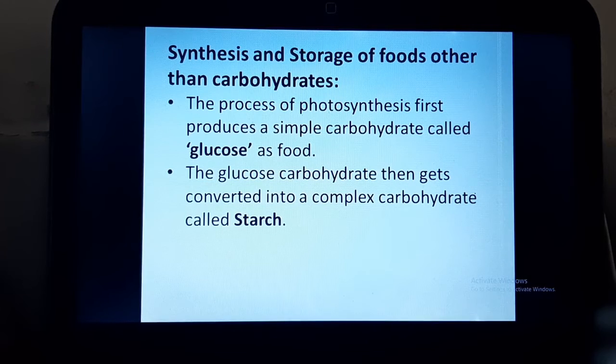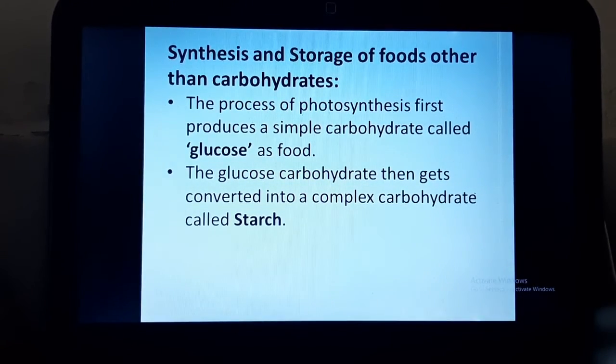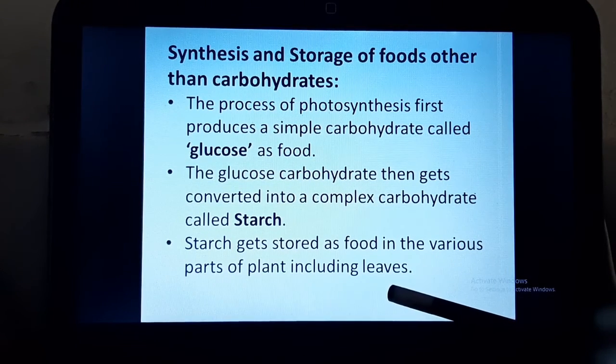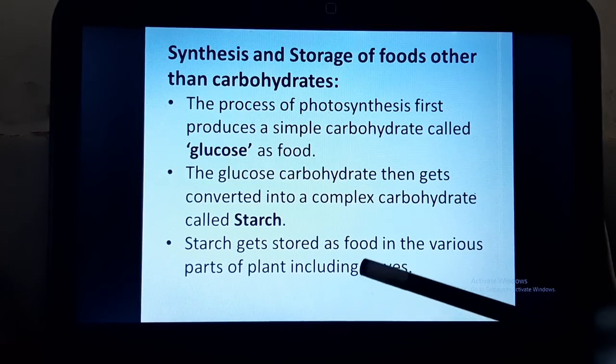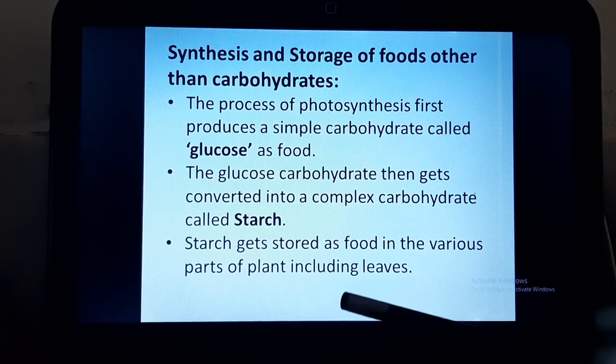Now the glucose then gets converted into a complex carbohydrate which is starch. So glucose is the simple carbohydrate and starch is a complex carbohydrate. Both of them are carbohydrates only. Now the starch gets stored as food in the various parts of the plant including leaves. So the plant stores the starch as food in various parts. It may be in stem, it may be in leaves, it may be in fruits, it may be in flowers.